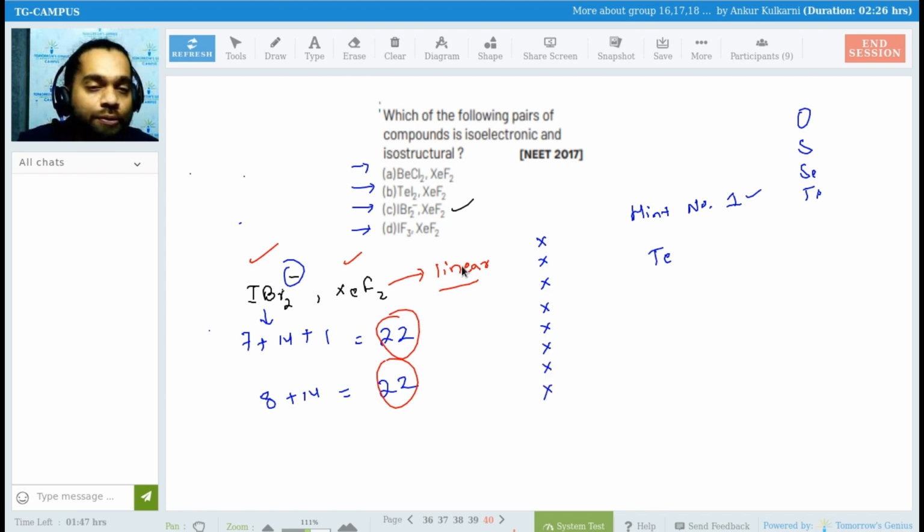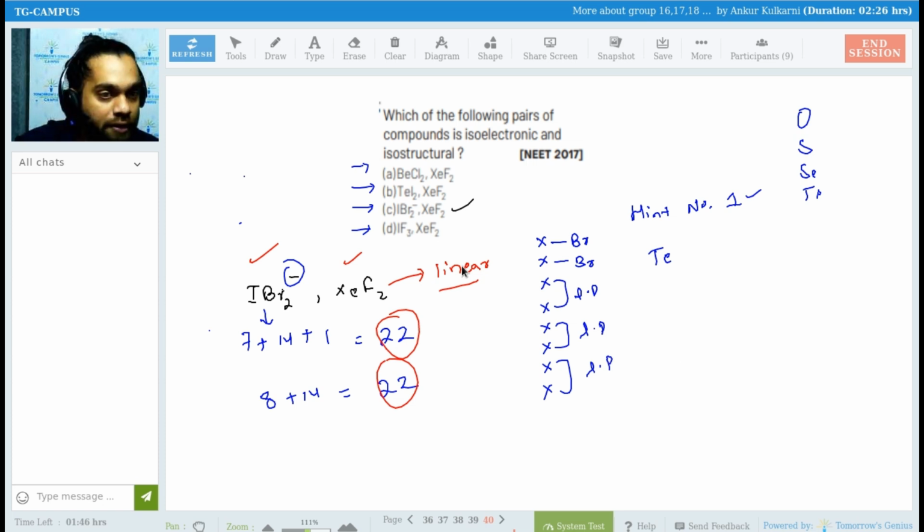Wait. For VSEPR, why do you require the bromine valence electrons? In VSEPR we identify the central element, that is iodine over here, and we attach bonds accordingly. So I have added 8 electrons of iodine. I'll simply add bromine, and the remaining are my lone pairs: 1, 2, 3. So 2 bond pairs, 3 lone pairs. Right?